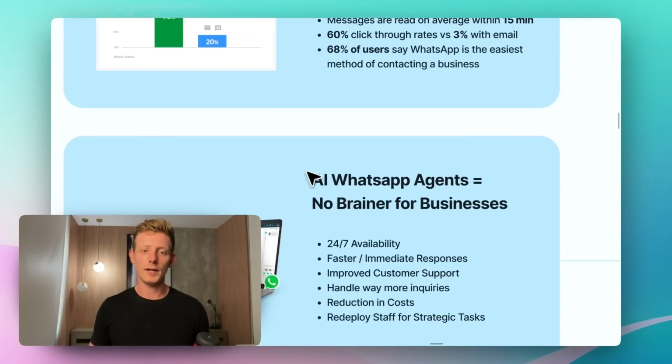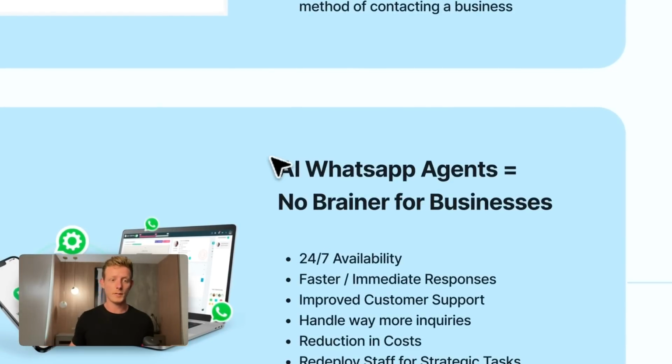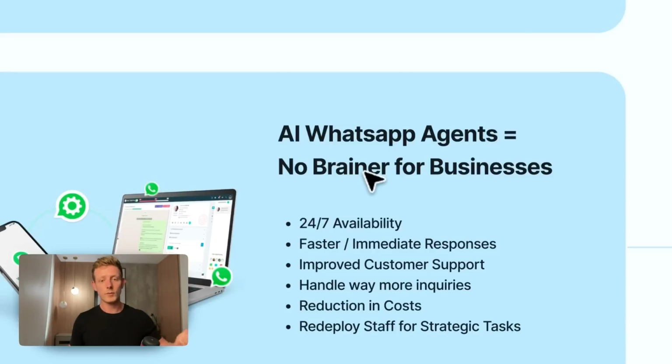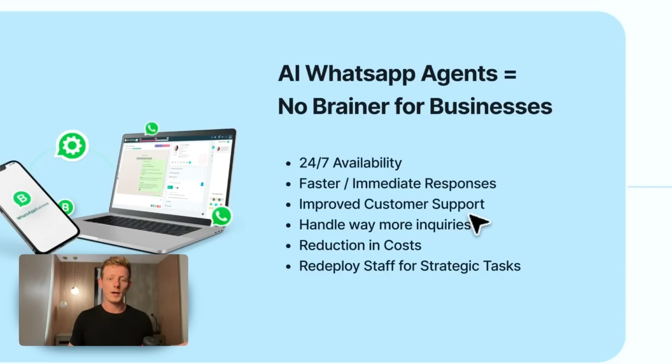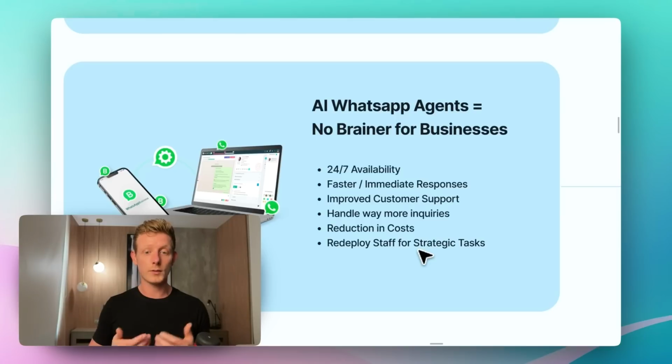And really, AI WhatsApp agents are a no-brainer for these types of businesses because, of course, with AI agents instead of humans, we can have 24/7 availability. We have faster or immediate response times, therefore improved customer support. Customers can handle way more inquiries. They have a reduction in costs, and they can redeploy the staff they used to engage with customers to interact with customers for more strategic tasks.